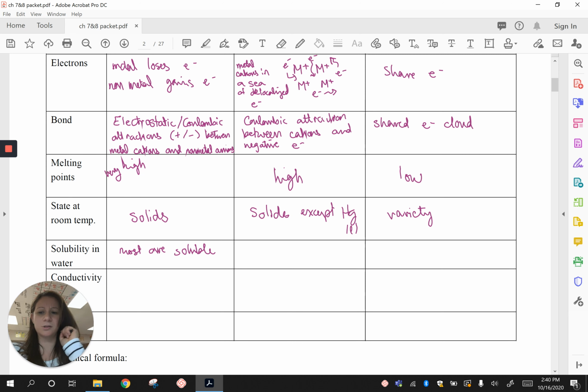How about metals? Have you ever tried to dissolve a metal? If I take my gold ring and put it in water, does it dissolve? No. How about copper, lead, iron? Any of your metals dissolve in water? No. So insoluble. They're not soluble. How about covalent? Can you dissolve sugar in water? Yes, you can. How about wax in water? No, you can't. So that one again is a variety. Actually, most are insoluble, but there are some that are soluble.